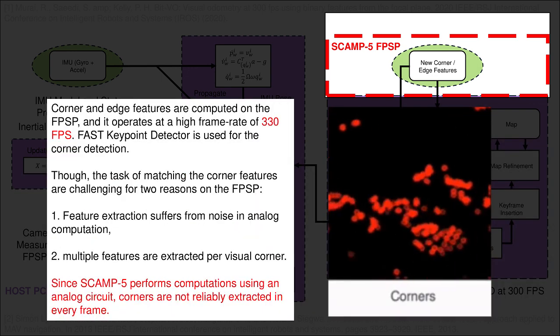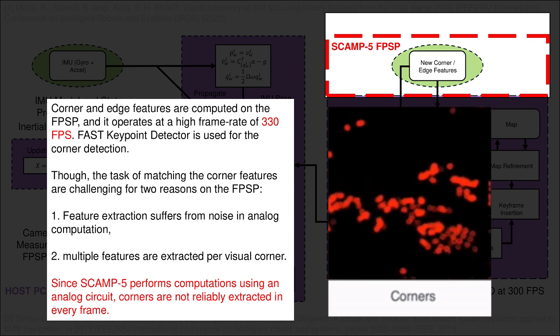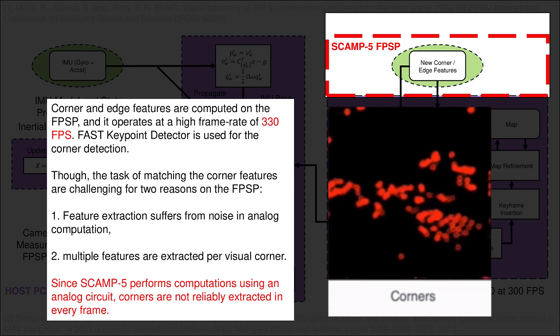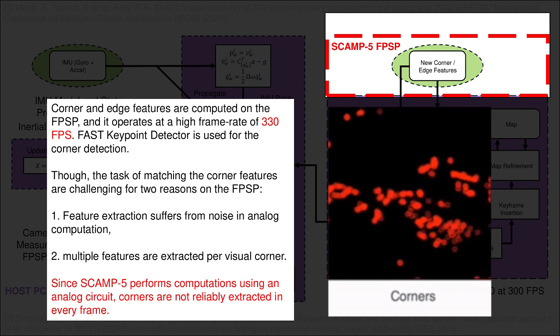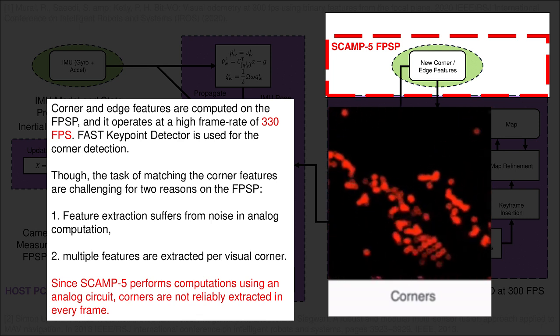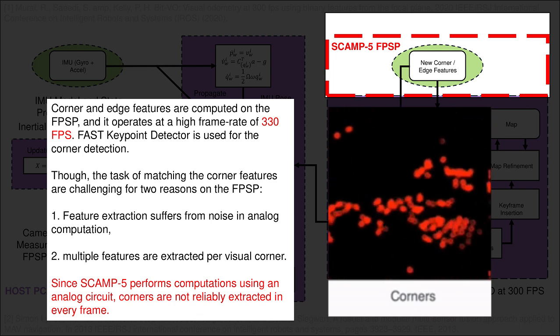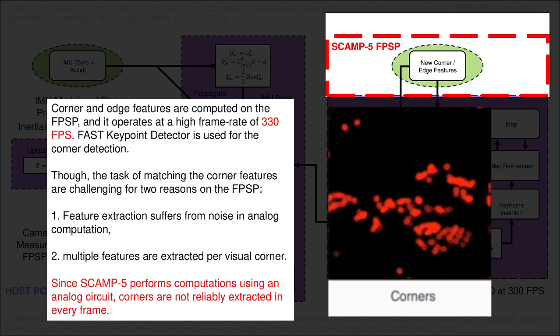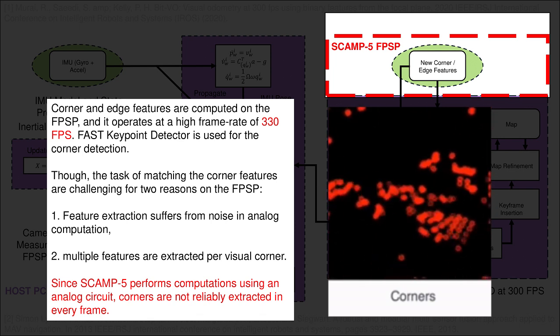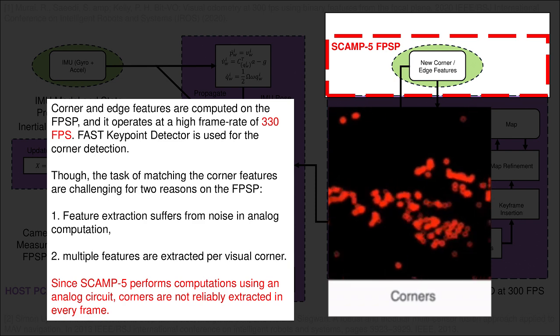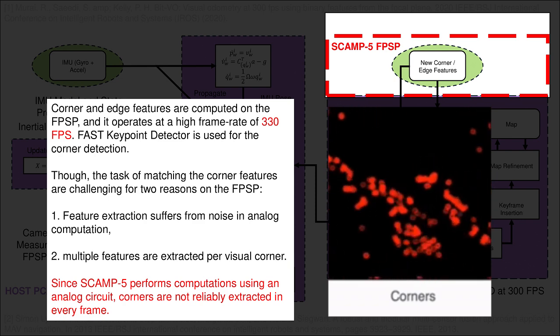Corner and edge features are computed on the FPSP and operate at 330 FPS. We use fast keypoint detection. It is challenging to track robustly on features because feature extraction suffers from noise and analog computation, and multiple features are extracted per visual corner. Since SCAMP5 performs computations using an analog circuit, corners are not reliably extracted in every frame.